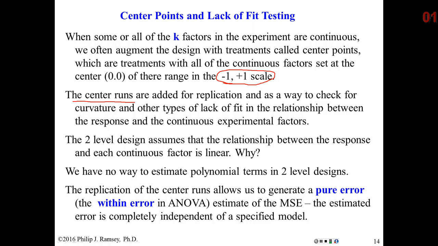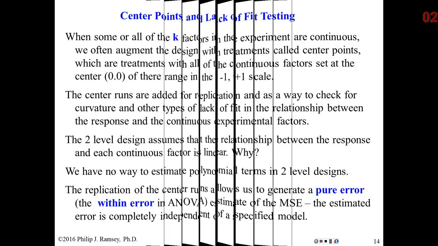Number one, as I said, they let us check for lack of fit, that is to check to see if the linear relationship holds. And two, it actually is a nice way to replicate the experiment. So instead of replicating the factorial trials, quite often what we'll do is we'll just replicate the center points and we'll do no other replication.